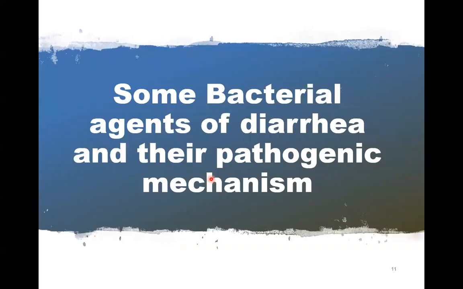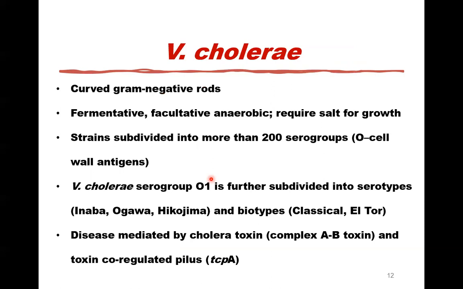So let's focus on some bacterial agents, starting with Vibrio cholerae. This is an important agent of diarrhea because you can have a pandemic infection. Vibrio cholerae are curved gram-negative rods. They are highly motile, okay? And they are fermentative, facultative anaerobes. They require salt for growth, so we refer to them as halophiles, that is, they love salt, high salt concentration.